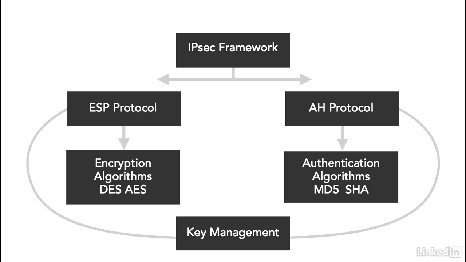But take a look at this illustration. Keep in mind, it is not a single protocol, but a framework. Over on the left-hand side, we see the encapsulating security payload protocol, which includes encryption algorithms such as DES or AES. On the right, we see the authentication header protocol, which includes authentication algorithms such as MD5 or SHA. But encompassing all of those things is the key management.